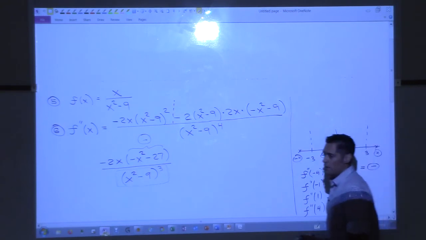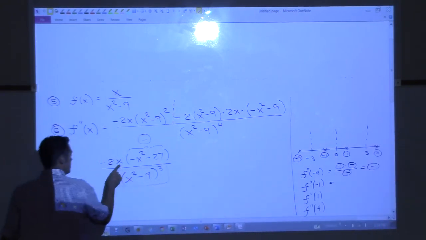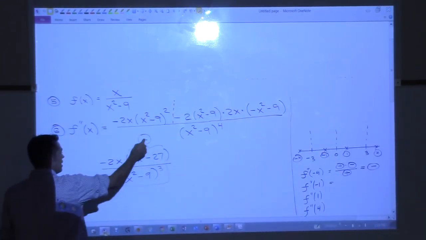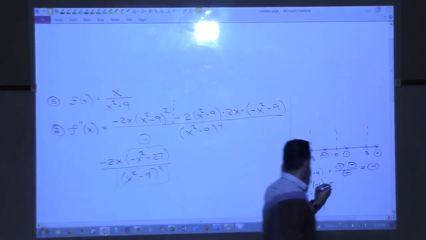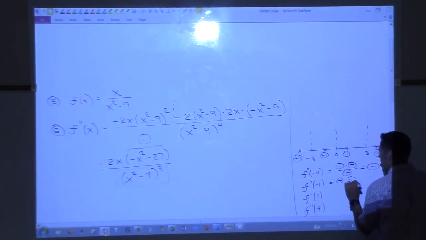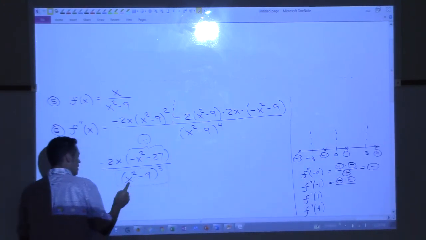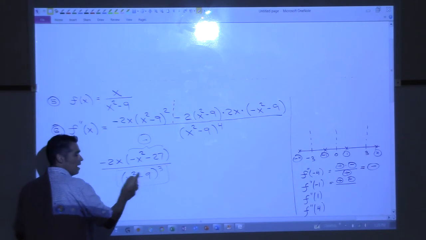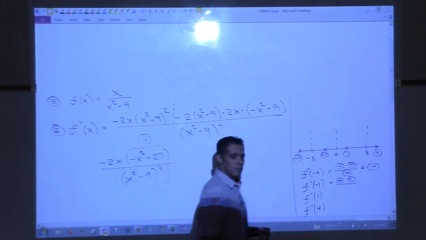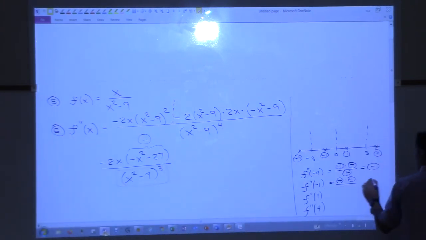So how about at -1? Plug -1 here. Positive there, negative here. So positive and then negative over, let's see, we're plugging in -1. So -1 squared, +1 minus 9. So -8 cubed is still negative. So now we have a negative over negative, which is going to be positive. And will it always just switch? No, it doesn't always switch, all right? So you have to check these.